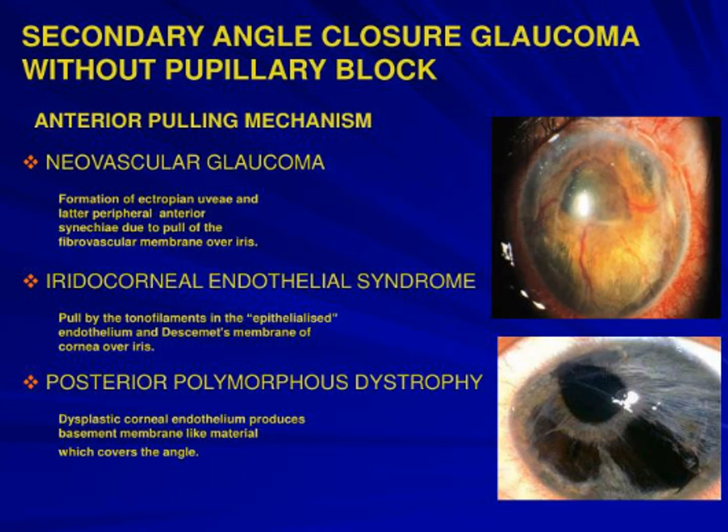For example, neovascular glaucoma, there is formation of ectropion uvea or peripheral anterior synechiae due to pull of the fibrovascular membrane over the iris, or iridocorneal endothelial syndrome, that is there is a pull by the tonofilaments of the epithelialized endothelium and Descemet's membrane of the cornea over the iris, or posterior polymorphous dystrophy, in which there is dysplastic corneal endothelium that produces basement membrane like material which covers the angle.